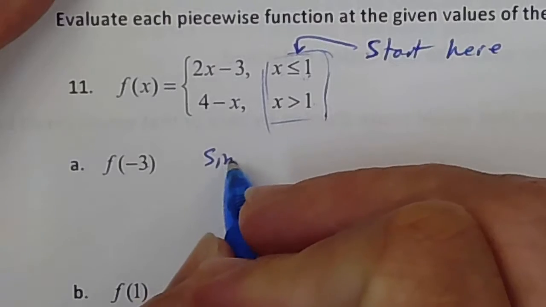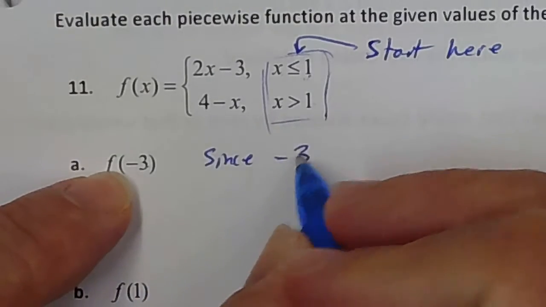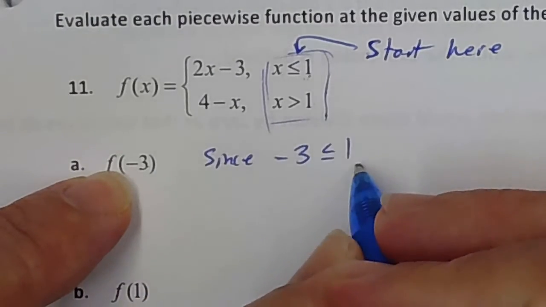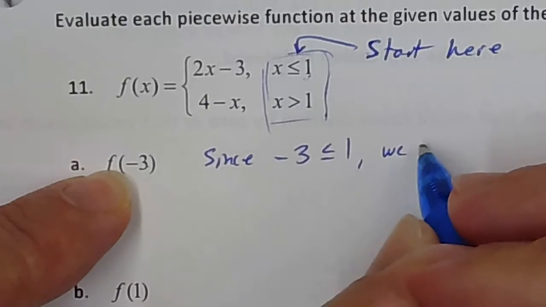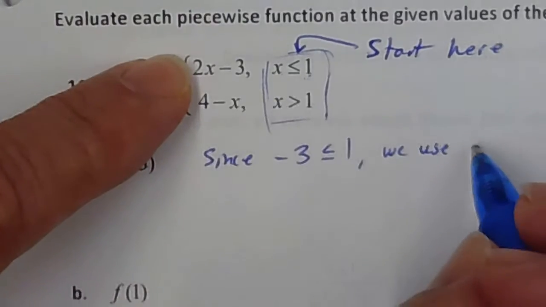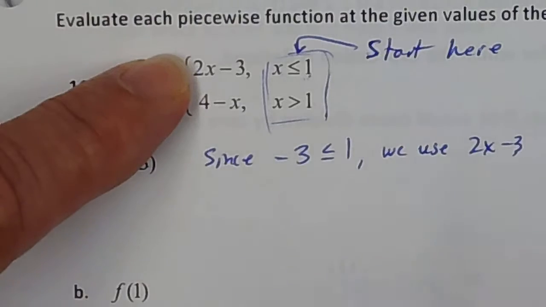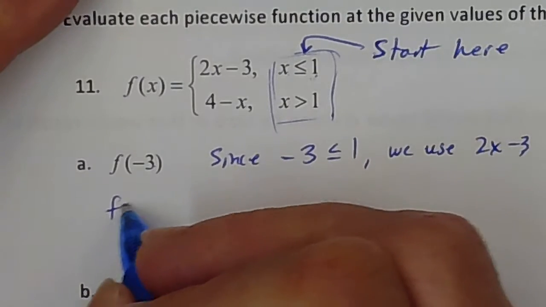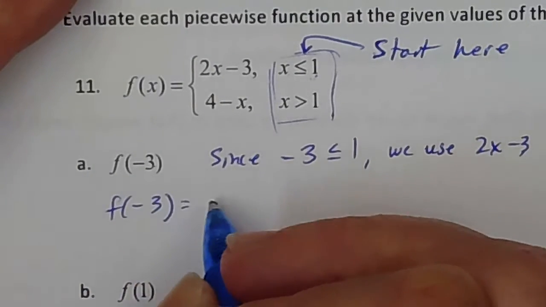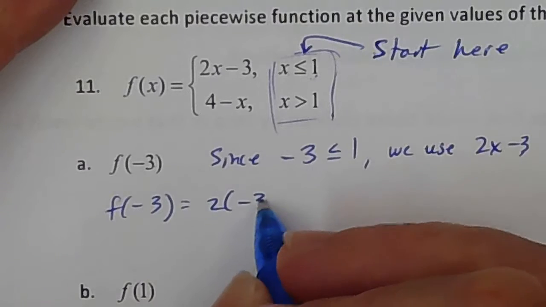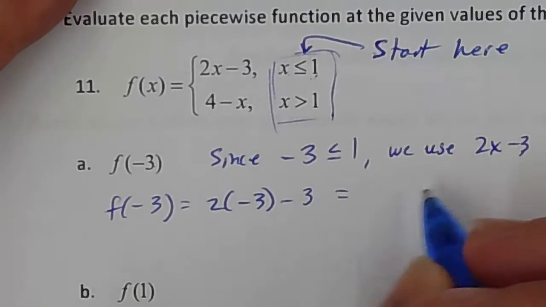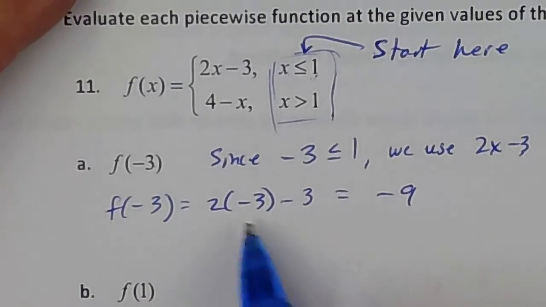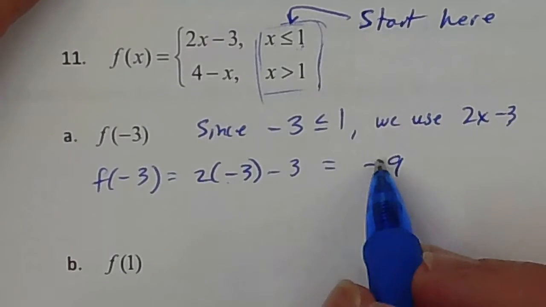So since -3 is less than or equal to 1, we use the first line, right? We use 2x minus 3. Okay. All right, so f of -3 is going to be 2 times -3 minus 3. Okay, and then we get -6, take away 3, we get -9.